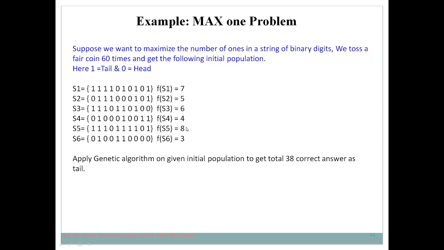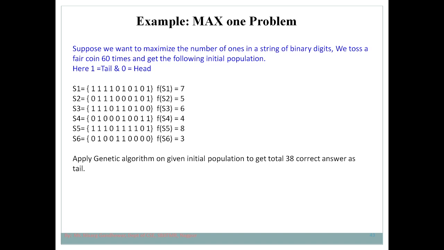Currently in this problem, in the initial population we have 33 tails, but our objective is to get 38 tails. So unless and until I get 38 tails, I will continue the process of a genetic algorithm, where we have seen population, fitness evaluation, selection, crossover, mutation. So this process we need to continue unless and until we get a total of 38 tails.